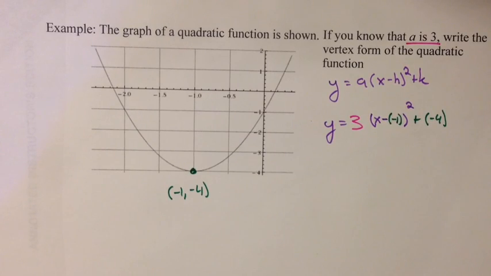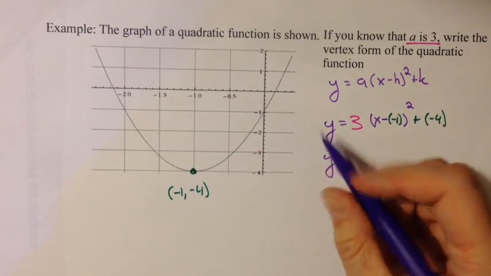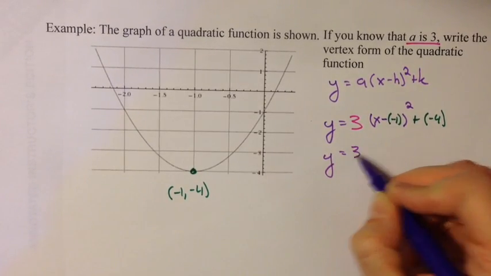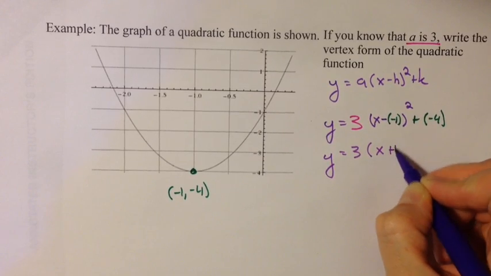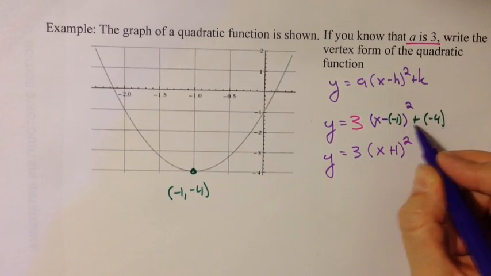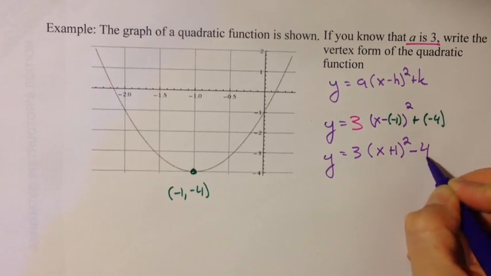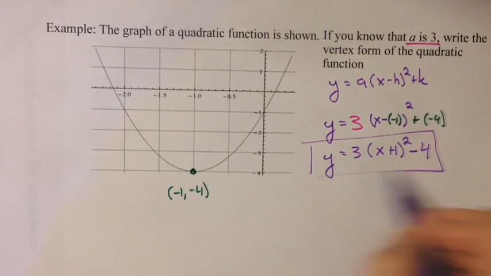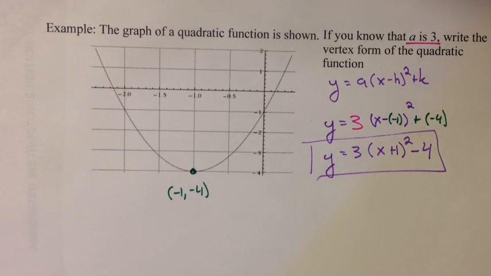I'm going to clean this up and write it a little bit tidier. The equation for this parabola is y equals 3 times (x + 1) squared, since it's minus a -1, squared. And then plus -4 can just be written as minus 4. Well, that wraps us up for section 8.5, Graphs of Quadratic Functions.